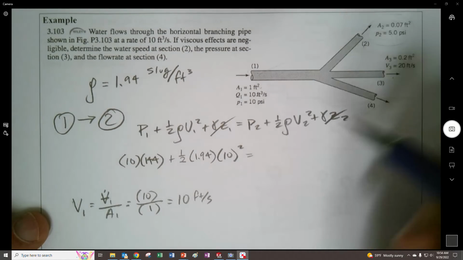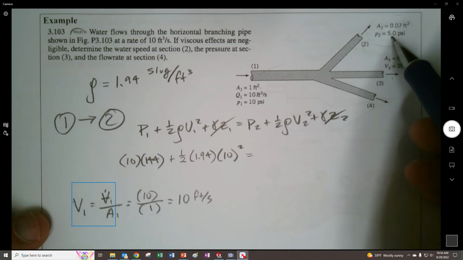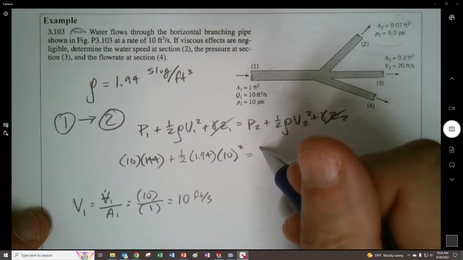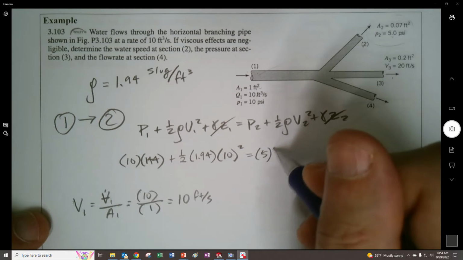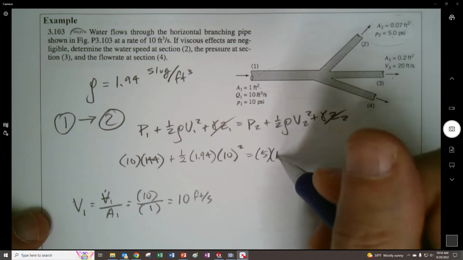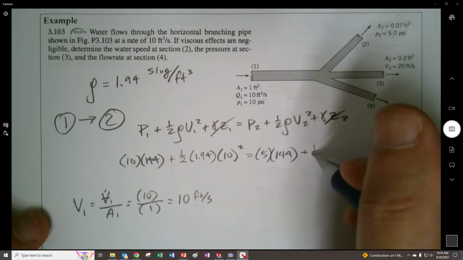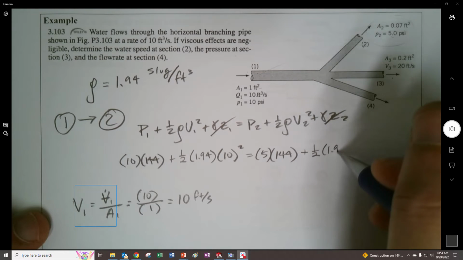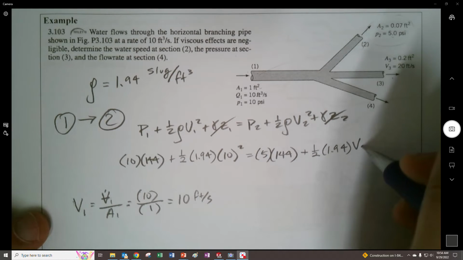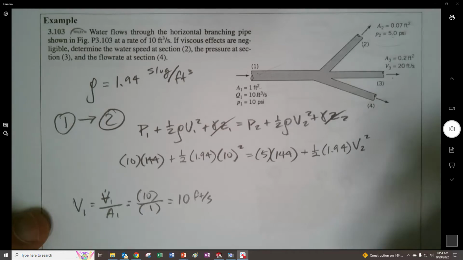We don't need that. We have the pressure at 2, right? So the pressure at 2, which is 5, and it's going to be times 144 as well. And then plus 1/2 times 1.94, and then we have V2 squared, right? So we'll be able to get V2.